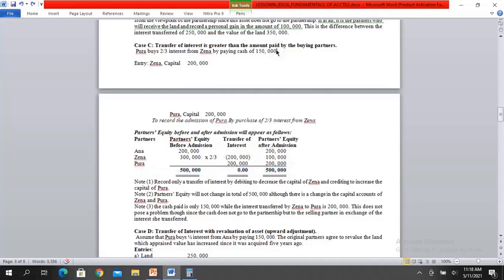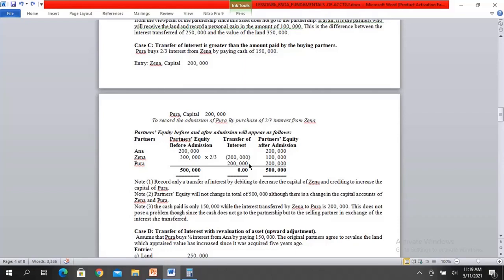O, tingnan nyo, 150,000 yung binayad ni Pura. 150,000 na cash, pero ang transfer sa kanya is 200,000. So, mas mataas yung transfer sa kanya kaysa dun sa binayad niya. Pero walang magiging epekto, sabi nga natin, walang magiging epekto to sa total equity ng partnership kasi kay Zina lang mapupunta yung 150,000 in exchange of the 200,000 na transfer niya kay Pura.